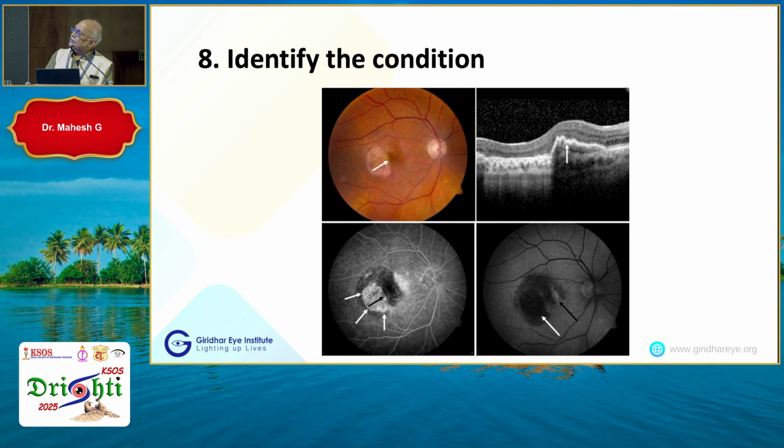You can see that this is the RPE, it is going up and then suddenly it is coming down like this. And in this area, there is increased backscattering. So there is no RPE, that is why there is increased backscattering. And so this is the classic.